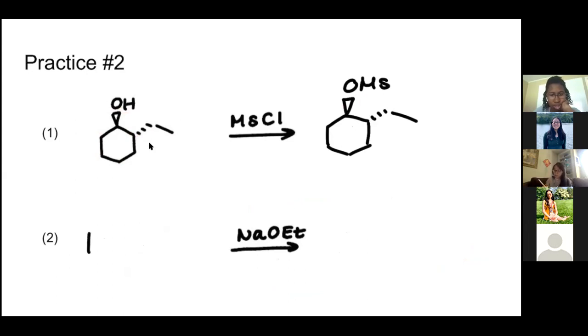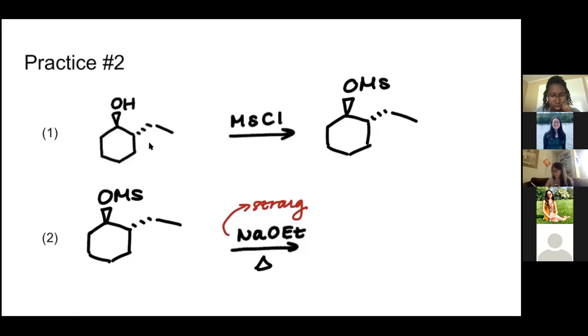Now let's go ahead and draw it down here for number 2, now that we know what the first product looks like. All right, what are we doing with this guy? So NaOEt, and I'm going to add additional heat as well. So we have sodium ethoxide. You may recall that this is going to be a strong nucleophile and also a strong base. So that plus the heat, remember that heat is going to favor elimination reactions, in this case E2.